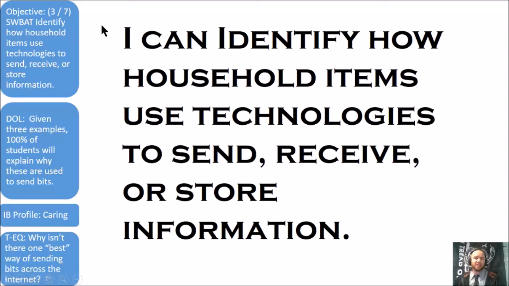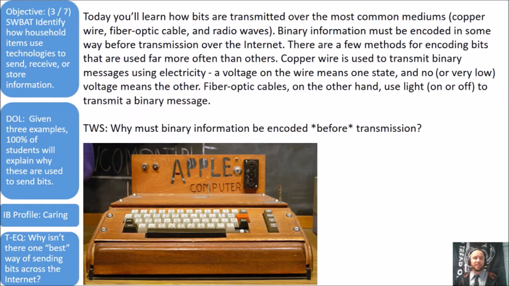The objective today is to identify how household items use technologies to send, receive, or store information. Today you'll learn how bits are transmitted over the most common mediums: copper wire, fiber optic cable, and radio waves. Binary information must be encoded in some way before transmission over the internet. There are a few methods for encoding bits that are used far more often than others.